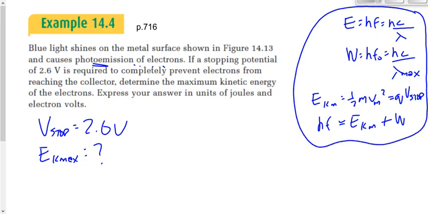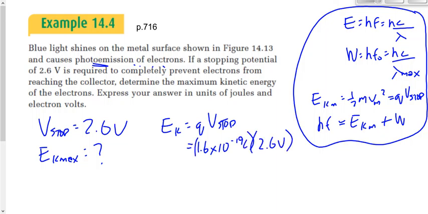Yeah, Ollie? I would like to try the EK max equals 1/2 MV squared equals QV stop. Sure. So let's try EK is equal to QV stop. What's Q? What's being ejected here? It's an electron, so let's use the charge of an electron. When you're doing a photoelectric effect problem, it'll always be the charge of an electron. Times that by the stopping voltage or stopping potential, 2.6 volts, and what do we end up with?